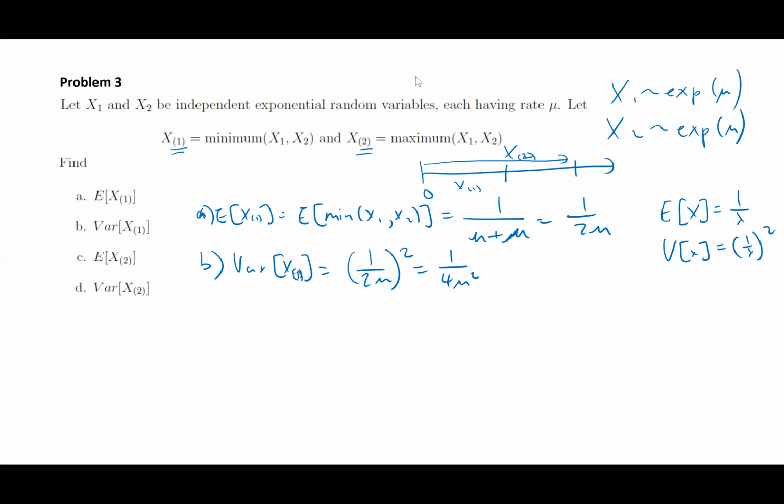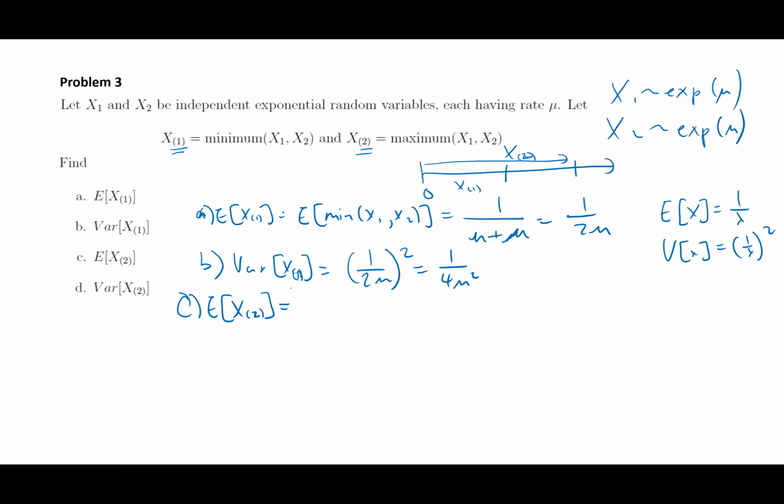Now let's go on to part C, which is a little bit more complex. We want the expected value of the maximum of these two, X1 and X2. There are many ways to solve this. I can just integrate and get an answer directly, or I can use some of the derivations I showed in class, but I'm going to try a different approach here.